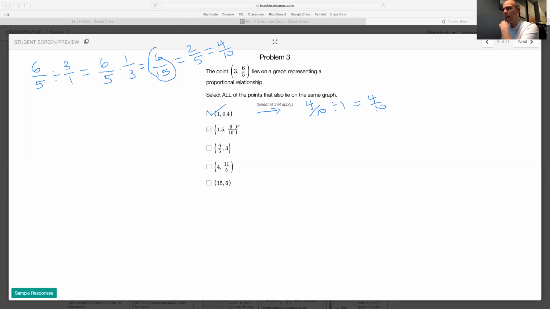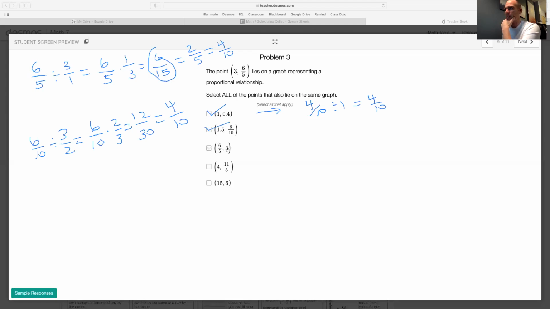All right, next we've got 6/10 divided by, this is 1.5, but I'm doing everything in fractions right now, so I'm writing it as 3 over 2. Well, that's the same as 6 over 10 times 2 over 3, which equals 12/30ths, which is the same as 4/10, right? I divided this by 3 and divided this by 3, so I think that one works as well.